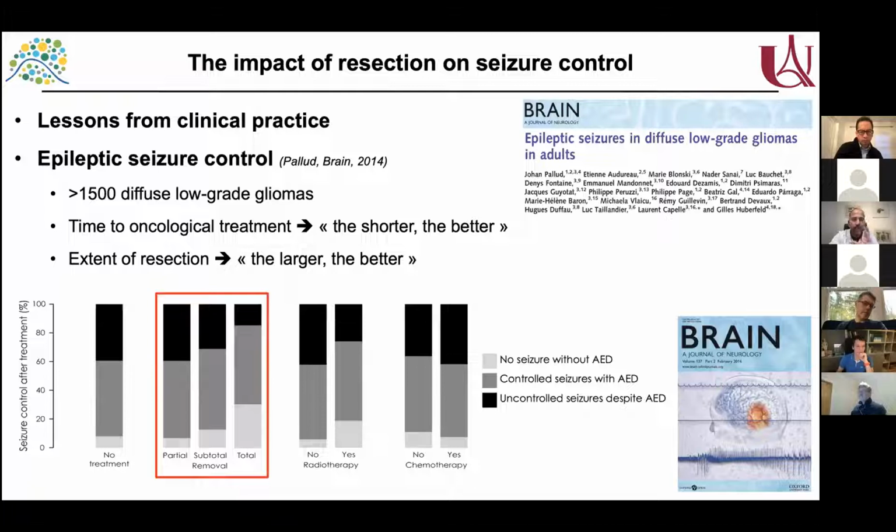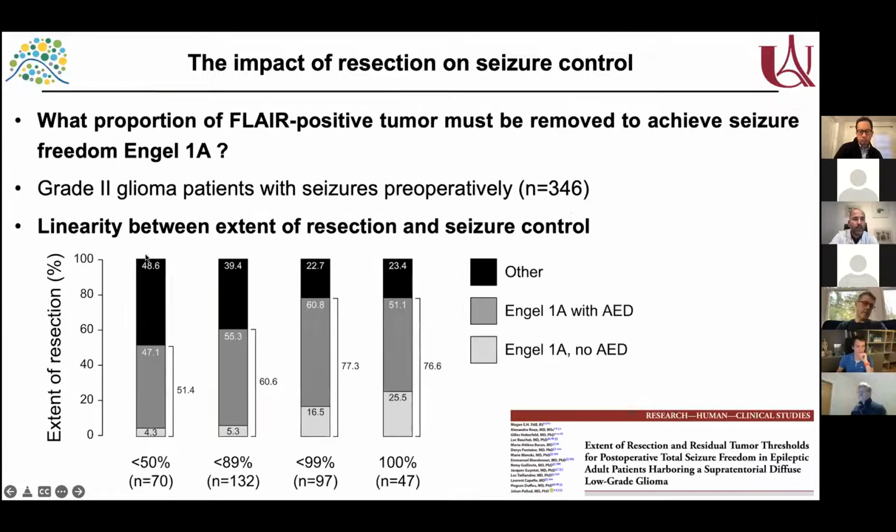And to better analyze the impact of surgical resection on seizure control, we analyzed a subset of about 350 patients who all had preoperative seizures. The question was what proportion of FLAIR abnormalities must be removed to achieve seizure control postoperatively, which means a patient without any seizures with a Engel class I. And we observed a linearity between the extent of resection and postoperative seizure control.